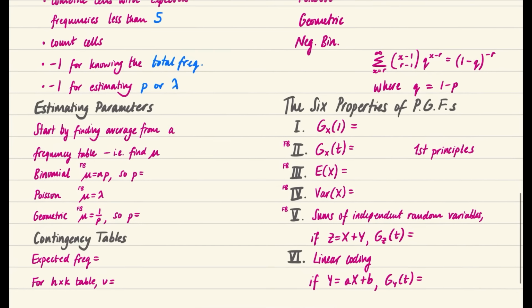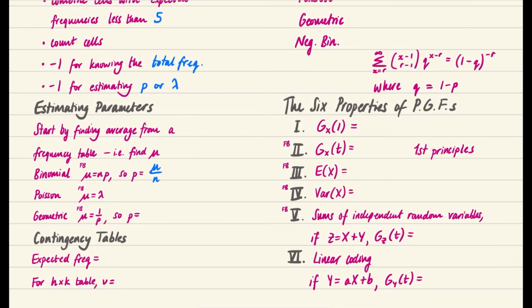So when we're thinking about estimating parameters, you will start off by just finding an average from a frequency table. When you're talking about these chi-squared distributions, you'll have a table of values. That'll be a frequency table. Start off just by finding mu using your GCSE techniques. Now for the binomial distribution, this is in the formula book, mu is equal to np. So if you want to find out what p is equal to, you take the mu that you have found and you divide it by n. For the Poisson distribution, just find the mean from the table. It's the same as lambda.